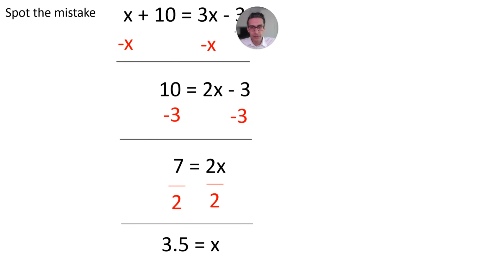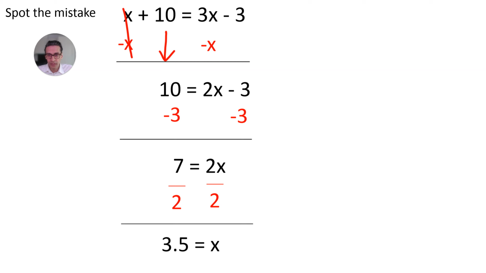Now have a look at this and see if you can spot the mistake with one of these parts. Pause the video. Alright, so I'm going to go through it. So taking away x from both sides is fine. So that's a zero pair which cancels out. The 10 comes down, that's fine.